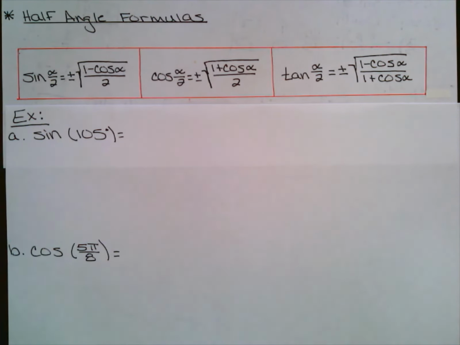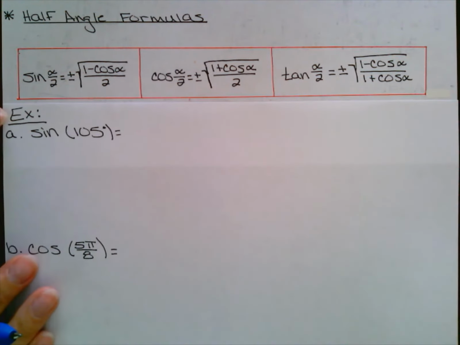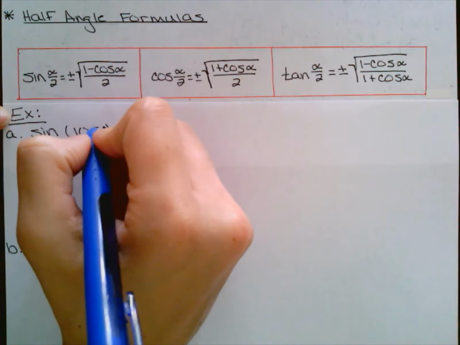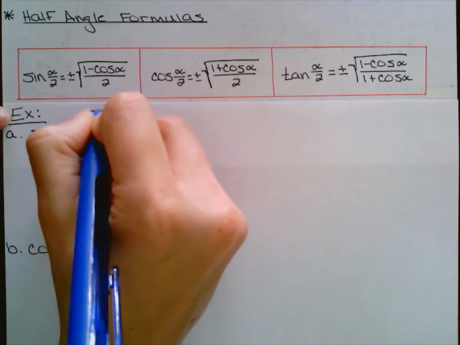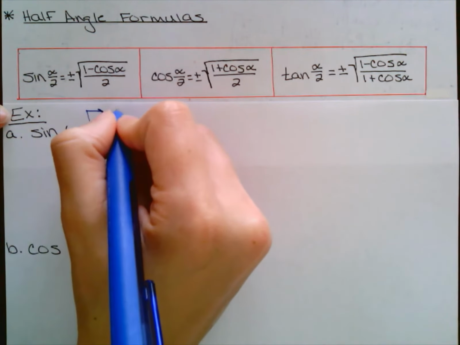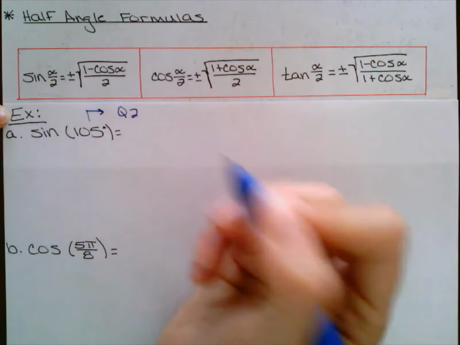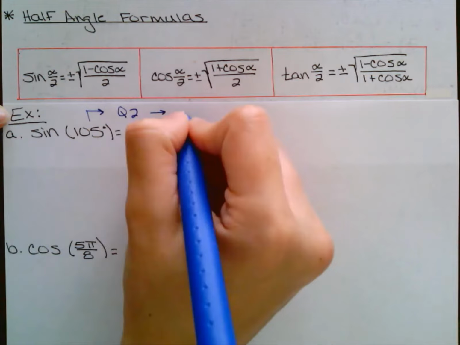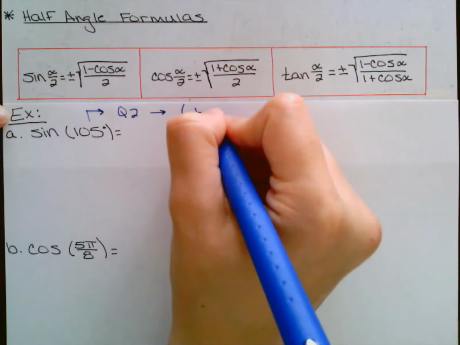So if I look at my first example, notice that it says sine of 105 degrees. I don't have 105 degrees on my unit circle, okay? So to begin with, 105 degrees is in between 90 and 180, which means that 105 lands in quadrant 2, okay? If I'm in quadrant 2, my signs are negative.